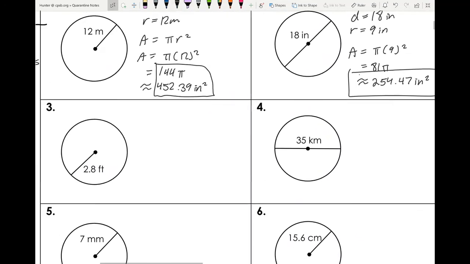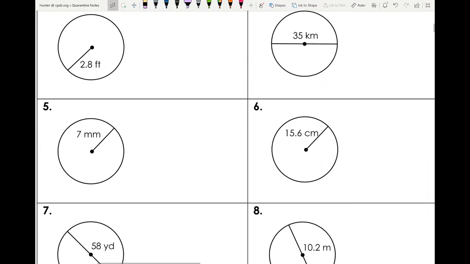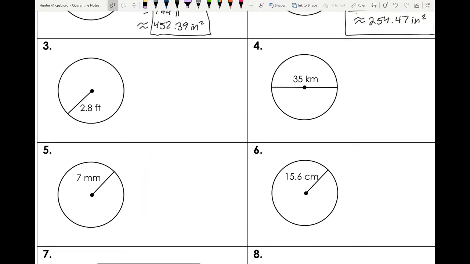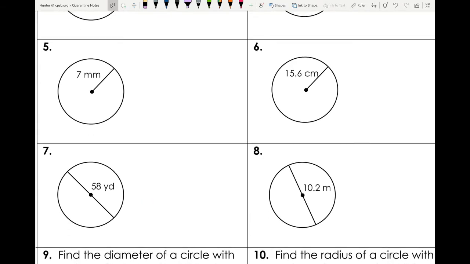Alright, so number 3 and number 4 are very similar to the ones we just did above. I'll let you try those on your own. You're finding the area for 3 and 4. Alright, for 5, 6, 7, and 8, we're finding the circumference.